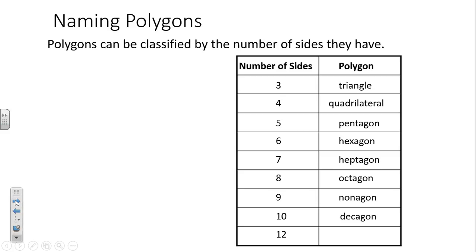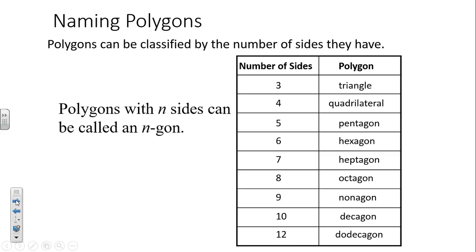And then 11 actually does have a name. It's an undecagon. But we won't worry about it. We're not going to quiz you over that or test you over it. Okay? 12, dodecagon. And if we get beyond that, to the polygons that don't have formal names, we can call it an n-gon, like a 16-gon or a 20-gon. Or a 9-gon. Okay? Make sense?